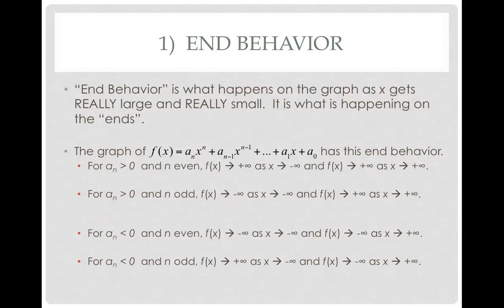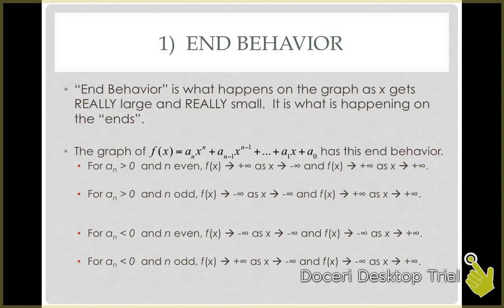Now that may seem really complicated when you read it that way, and that is sort of the mathematical way of describing what's happening on the ends, but it's not quite as complicated as it may look. So let's try to break it down into more common language. First of all, notice what we're talking about with a sub n and n. Again, a sub n here represents our leading coefficient. So every time they're talking about a sub n, they're talking about the leading coefficient. When is it positive? When is it negative?